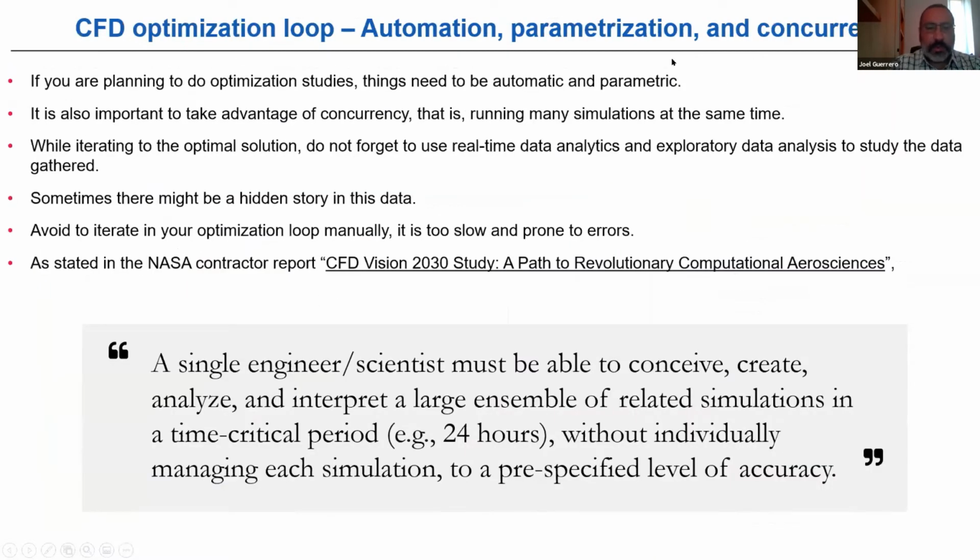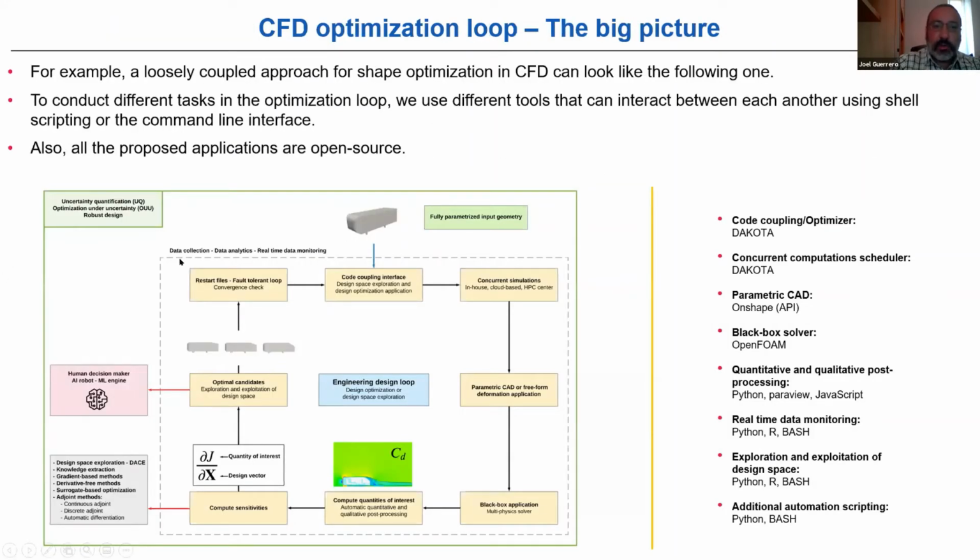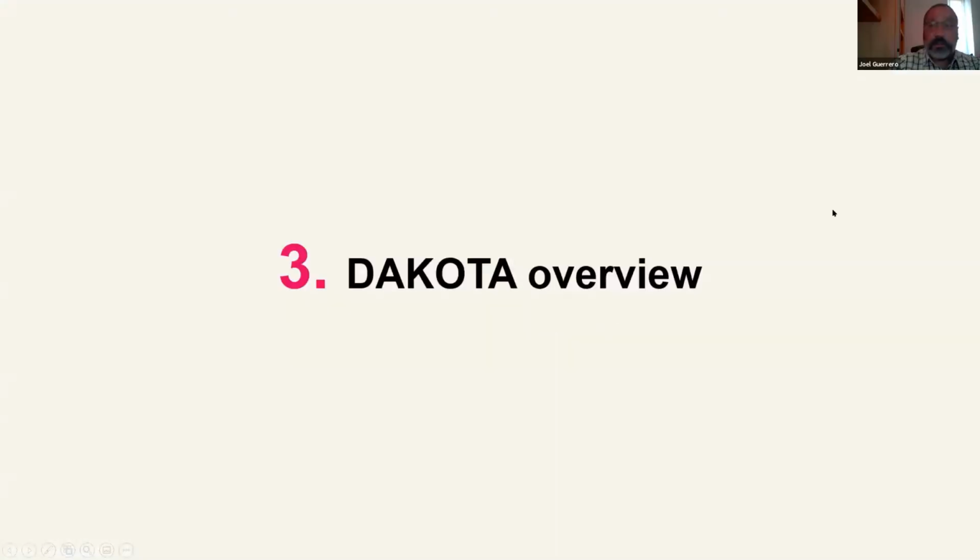Here, you have probably read this very nice report, and there are many things there, but this is one of the things that I mentioned as very important: doing things automatically. This is one of the goals, that a single engineer should be able to handle a large number of simulations in critical time periods without intervening manually. This is the importance of getting an automatic, foolproof optimization loop or design exploration loop.